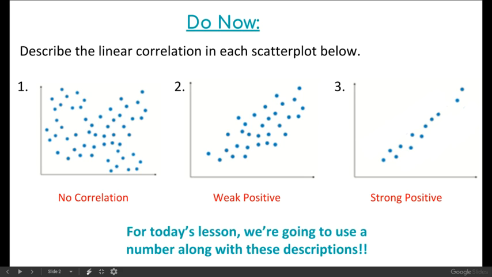So for today's lesson, we are going to use a number along with these descriptions. So not only are we going to say weak positive, but we're going to give a number to describe it. Strong positive, that's going to have a number. No correlation, that's going to have a number as well.